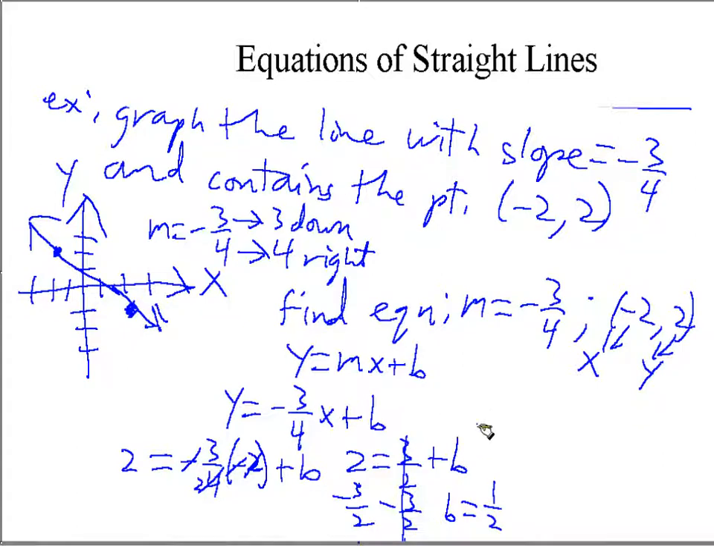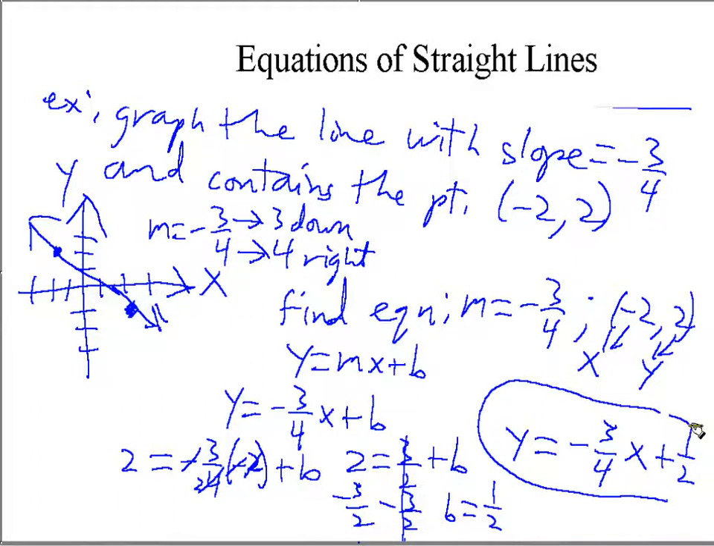So therefore, my equation here will be what? Negative 3/4 x plus b, but what's b? 1/2. Can we see that? So therefore, the equation of the line that has this slope and goes through this point here is what? Negative 3/4 x plus 1/2.